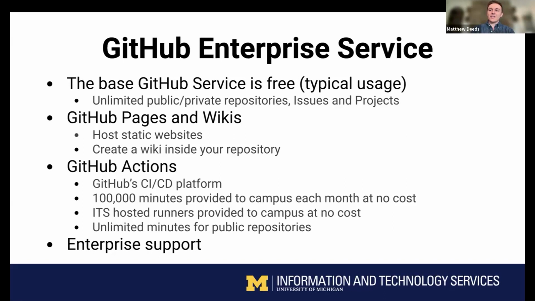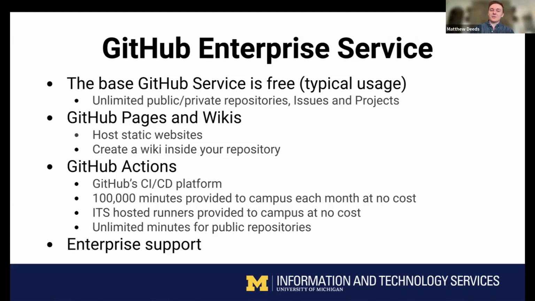Pages lets you host static web pages right from your GitHub repository. So it's super easy and simple to get a web page just up and available to anybody in the world. And then Wikis lets you create a wiki inside your repository for documenting your code or just storing information about your project. I just want to note that pages can also be limited to members of your organization, I believe.